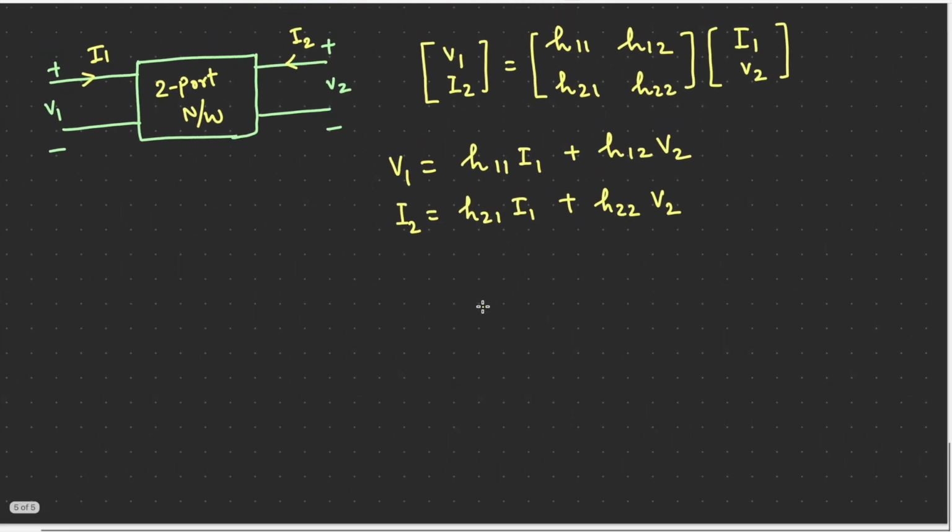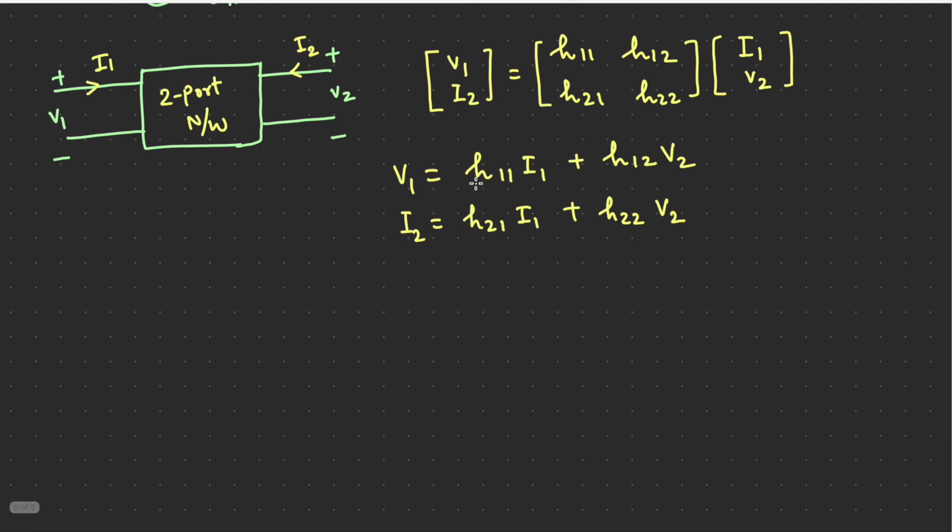So to draw this equivalent circuit, we just have to look into the parameters here. We have H11 into I1. So the current is multiplied with H11, which is nothing but the impedance form. And then there is H12 V2, which means it will be a voltage source which is dependent on the second voltage. So let us start drawing it. The first one will be voltage V1. So here we have a plus-minus V1 voltage.